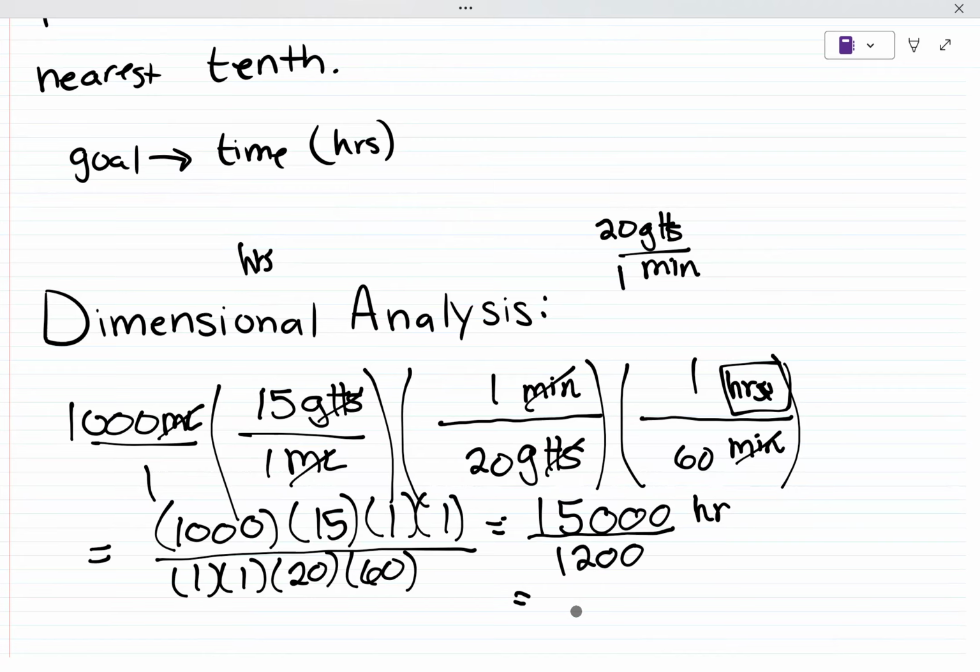What's 15,000 divided by 1200? That's 12.5. And it says round to the nearest tenth, so we don't have to round anymore. It comes out exactly as 12.5 hours.